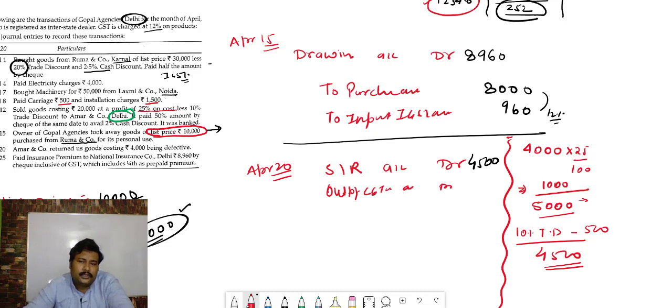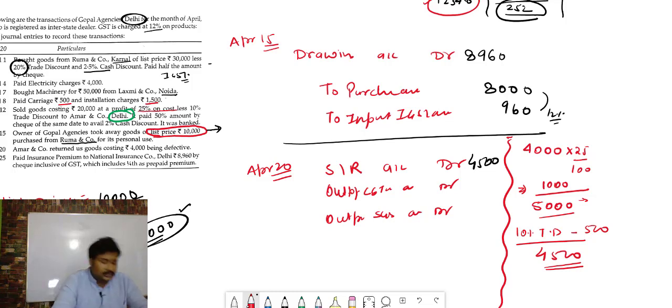Output CGST account debit, output SGST account debit. And how much, bacha? 12% of 4,500. 12% of 4,500. It will be how much? See this. 12% of 4,500. If you do not watch this video 2 times, you will not understand. Total 540, and that will be divided in 2 equal parts. So it will be 270 and 270.